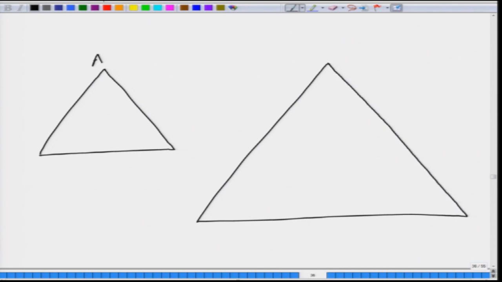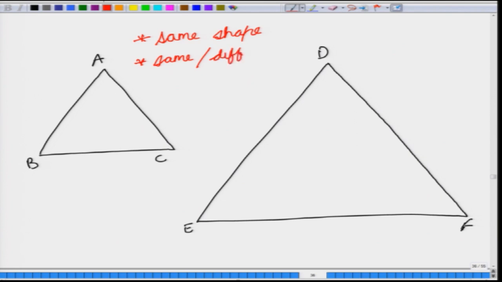So, let us call this A, B, C and this one is D, E, F. Now, we call these triangles similar triangles if they have the same shape and if they have the same or different sizes. So, when we say that both of these triangles are similar triangles, they are having the same shape.